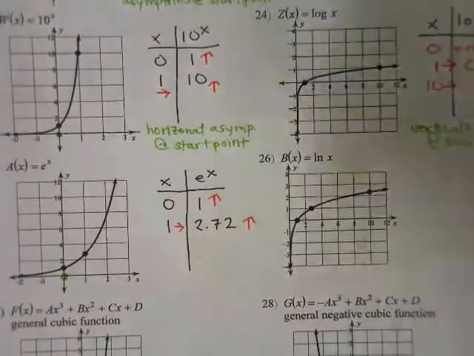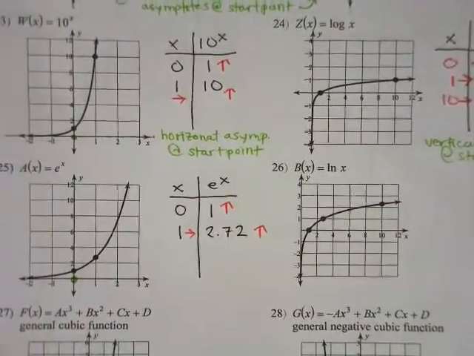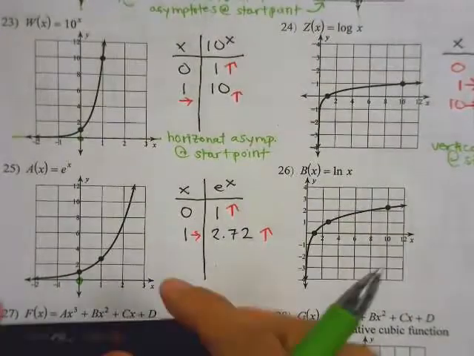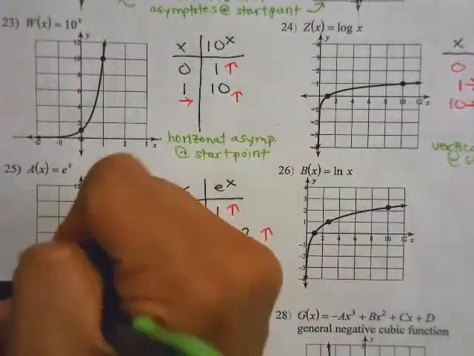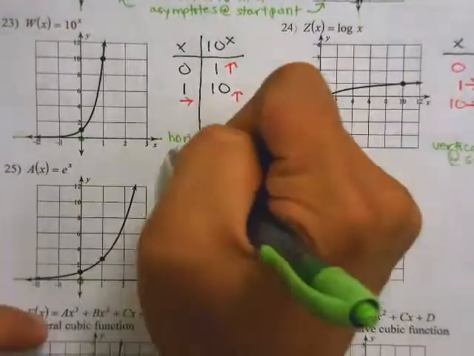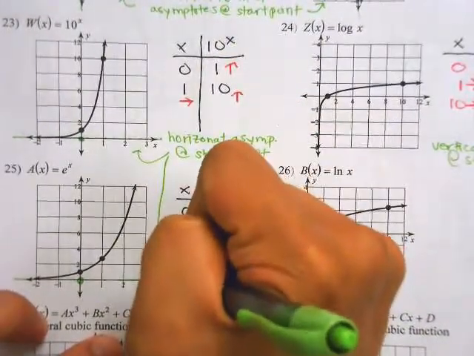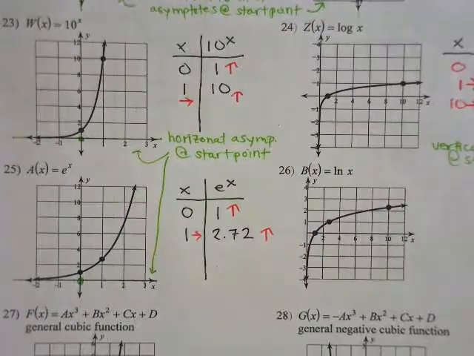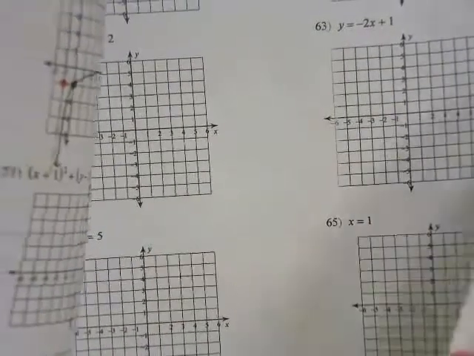And very similar to your exponential functions, your exponential functions should always have a horizontal asymptote at the starting point. Okay, so horizontal asymptotes for numbers 23 and 25. I do believe I have an example on that one. So let's go on to number 54. Okay, 54.